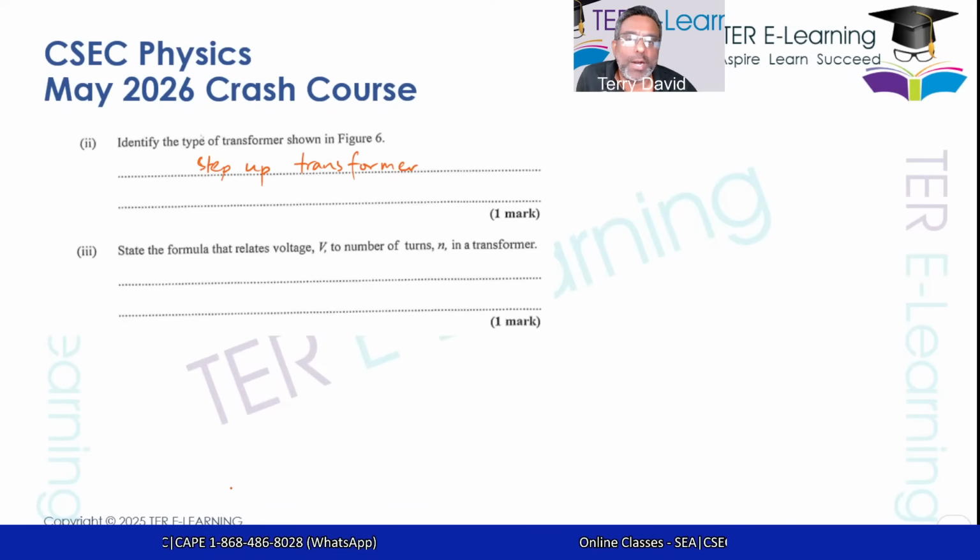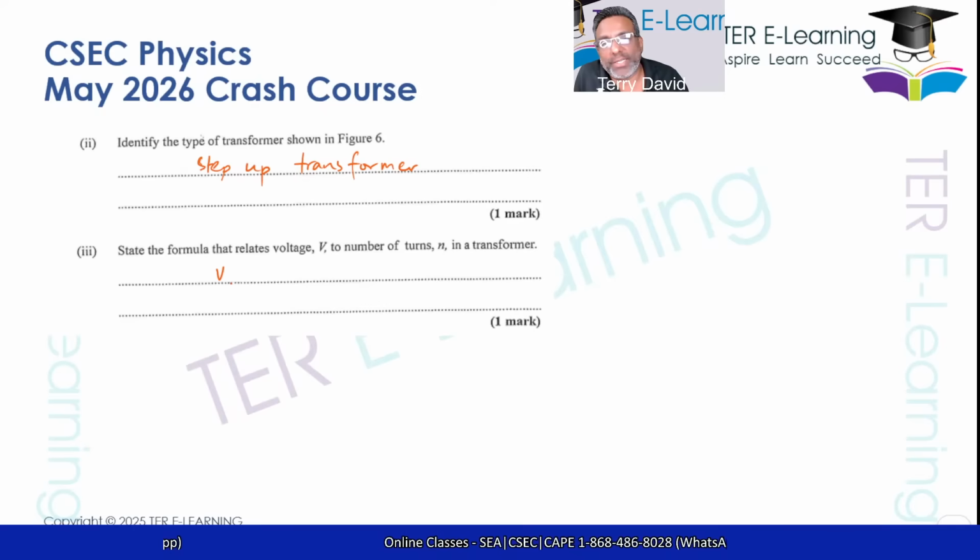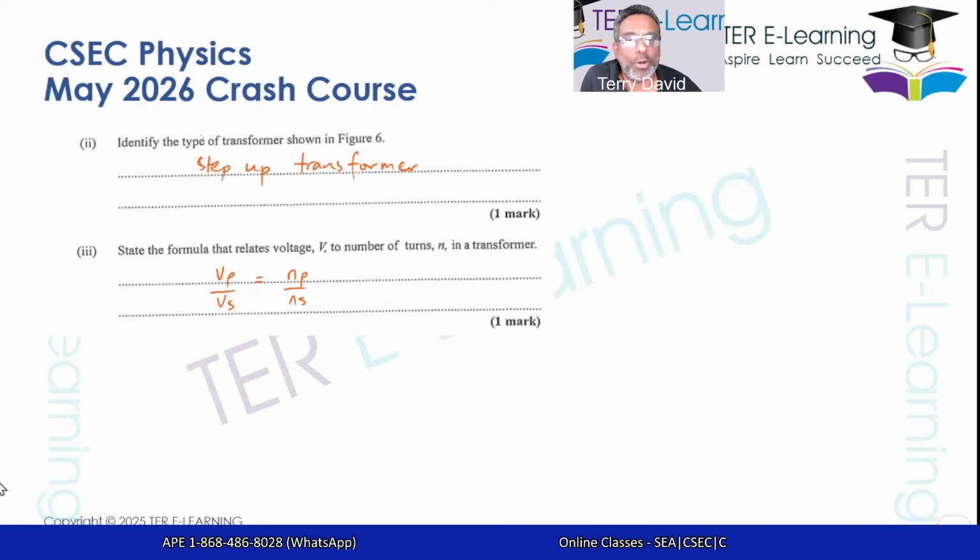State the formula that relates voltage and number of turns. So basically the voltage in the primary divided by the voltage in the secondary is equal to the number of turns in the primary over the number of turns in the secondary. So 1 mark just to state that.